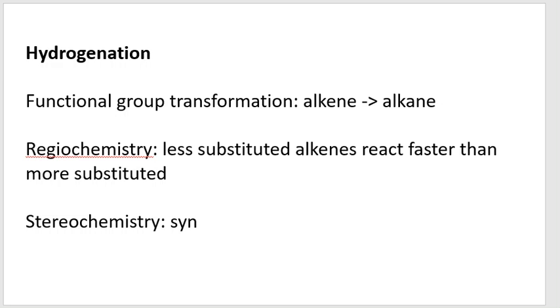In a hydrogenation reaction, the functional group transformation is a reduction from an alkene to an alkane. For the regiochemistry, if you had a more substituted and a less substituted alkene in the molecule, the less substituted alkene would react faster due to sterics. And the stereochemistry is syn, meaning that the hydrogens are added to the same side of the double bond.